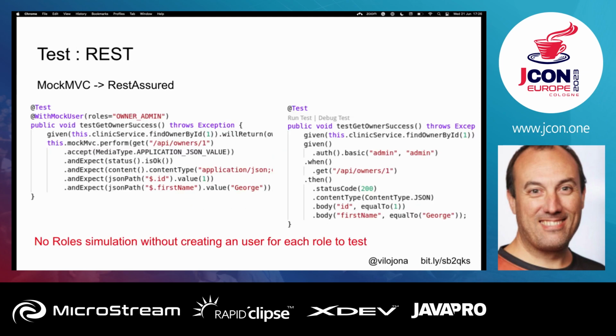Testing. Testing, it's about moving from MockMvc to REST Assured. You need to change everything. Code is not similar. You need to change effectively everything. So that was a problem when I did the migration. There is even no role simulation. So when you are testing, you need to have effectively a user that is belonging to a role in order to simulate that a role can execute a method.